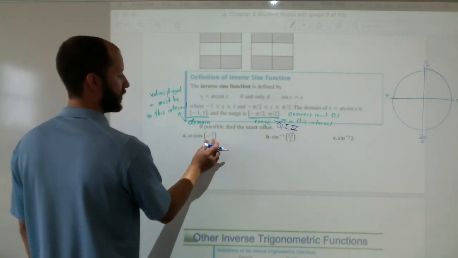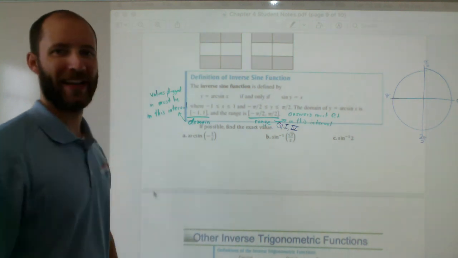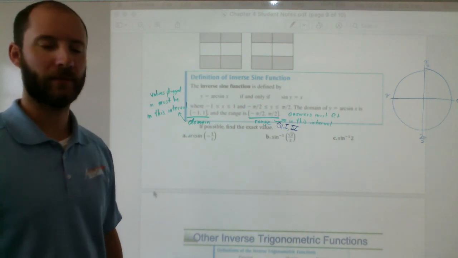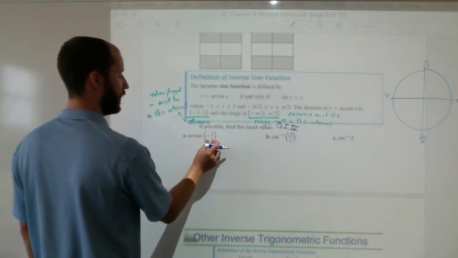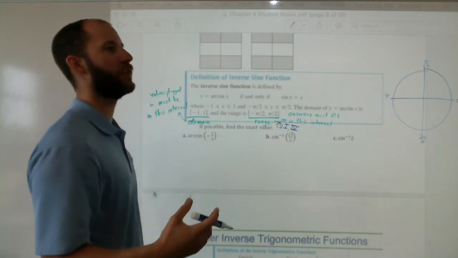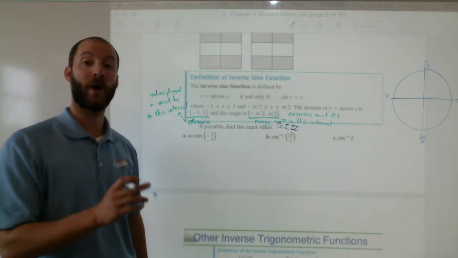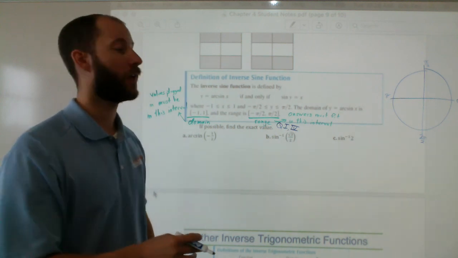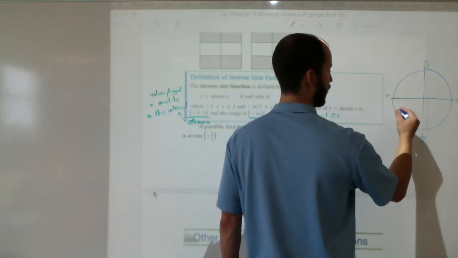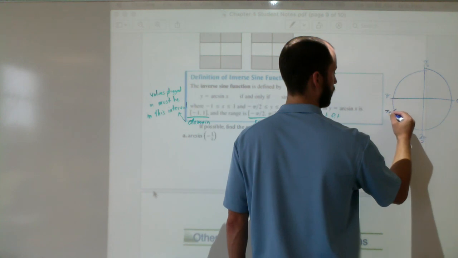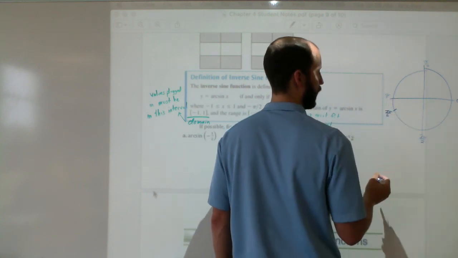So when we think about arc sine of negative 1/2, look on your unit circle, where does negative 1/2 occur for a y value? All right, negative 1/2 occurs over here at 7 pi over 6.